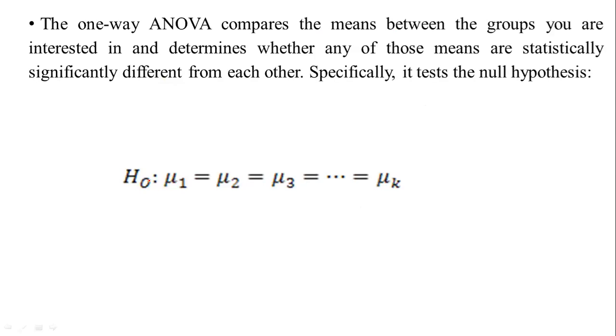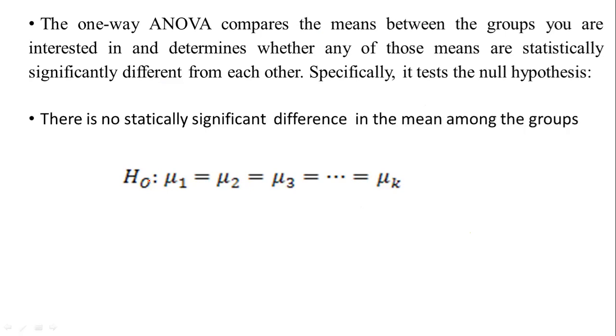So one-way ANOVA compares, as I said, the means of the groups you are interested in, and determines whether any of these groups are statistically significantly different from each other. Specifically, we have the null hypothesis that there is no difference among the means of the groups.